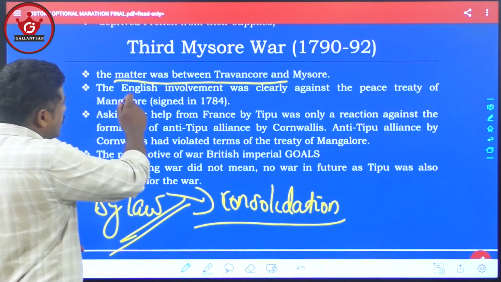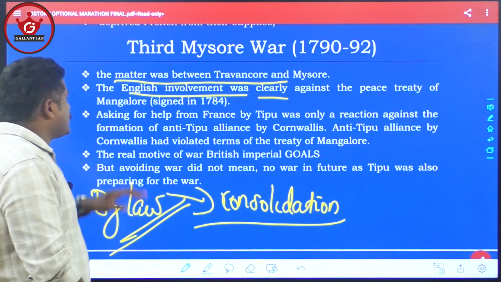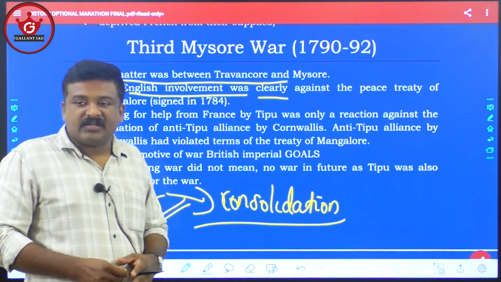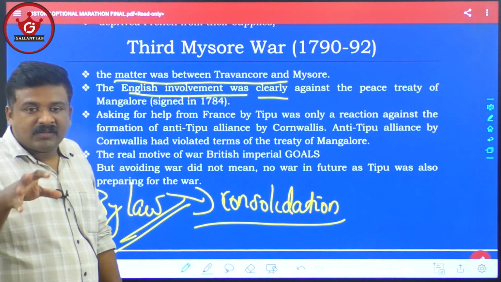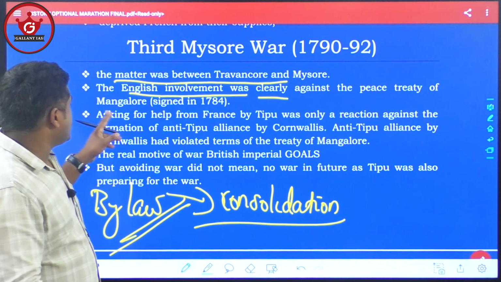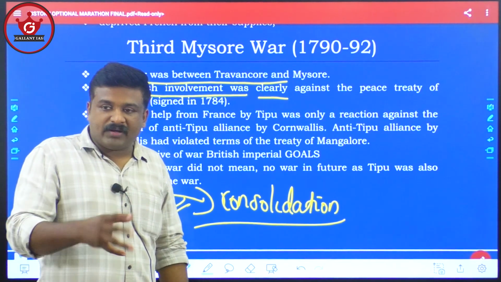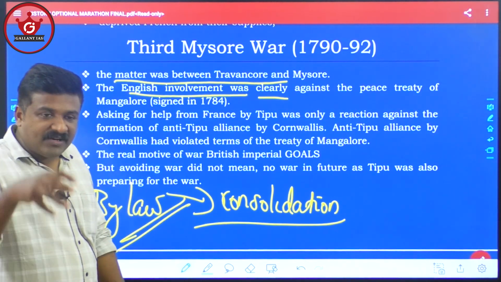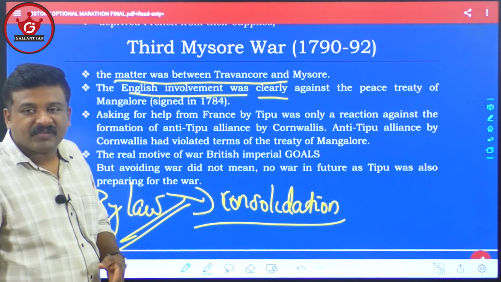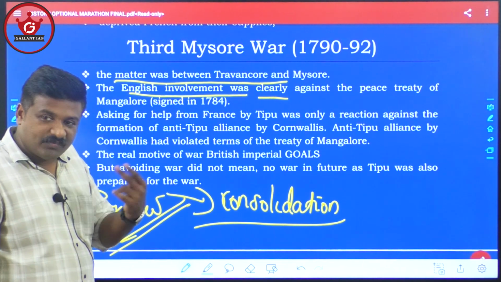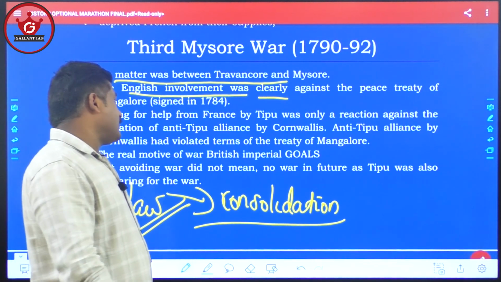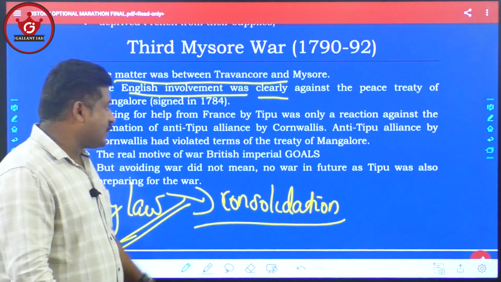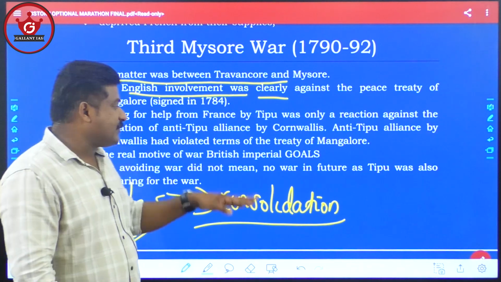Okay. Now see, English involvement was clearly against the peace treaty, the Treaty of Mangalore. After the Second Anglo-Mysore War, they already signed a mutual peace treaty in Mangalore. There is mutual restoration and mutual peace agreed in this Mangalore Treaty, and that treaty is violated by both guys, one by Tipu Sultan and one by the British. Tipu asking for help from France was only a reaction against the formation of the anti-Tipu alliance by Cornwallis, which violated the terms of the Treaty of Mangalore.